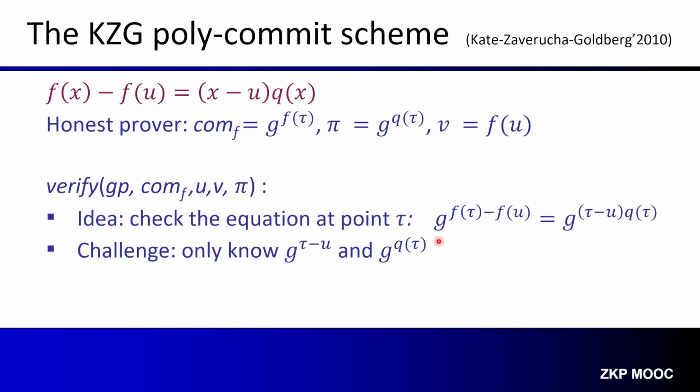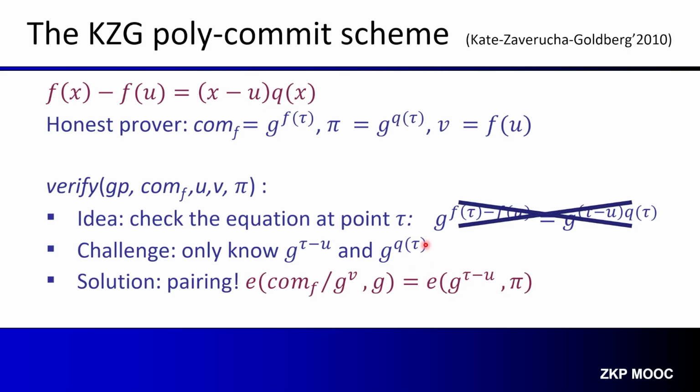But unfortunately, we cannot compute g to the (tau minus u) times q(tau) directly. This is because the verifier is only given g to the tau minus u and g to the q(tau) as the proof. And by the computational Diffie-Hellman assumption, it is hard to compute g to the power of (tau minus u) times q(tau), given these two values. So what can we do?